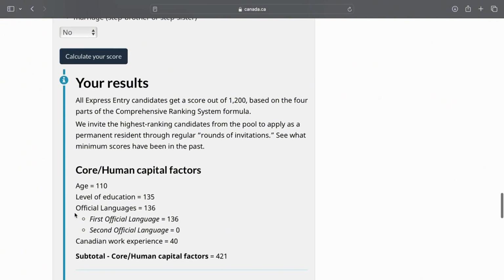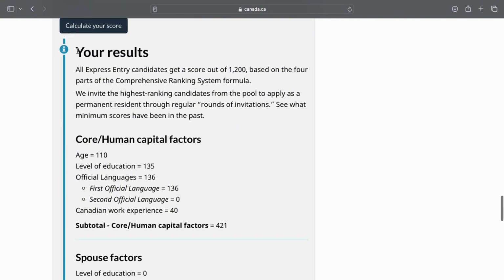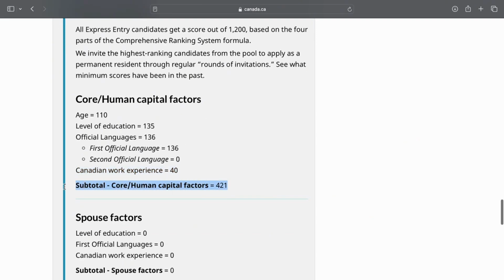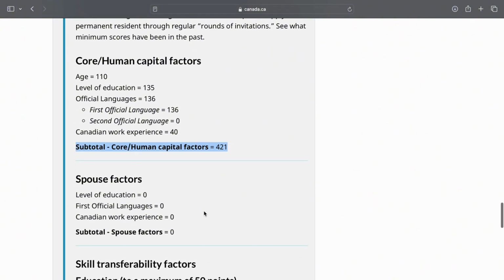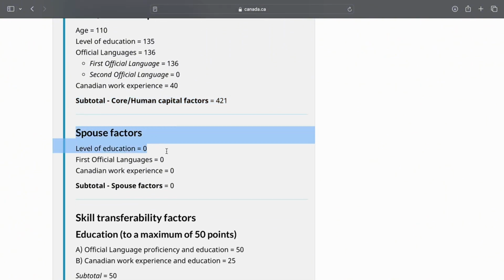For the results, all candidates are scored out of 1,200 points under the CRS system. And the different parts that it covers is, firstly, the core human capital factors. For this particular candidate, their age, which is 25 years, got them 110 points. Education, master's is the highest level, they have 135 points. Language, we also selected the highest band for each of the categories, and this gives them 136 points. Canadian work experience also was a year, and then they have 40 points. So for the core human capital factors, we have a total of 421 points.